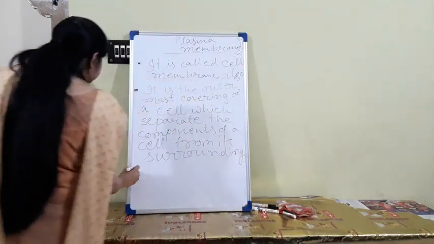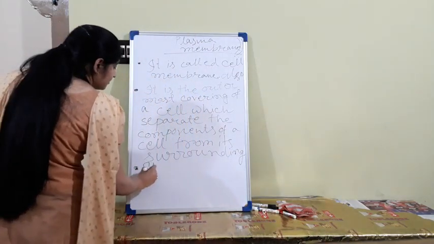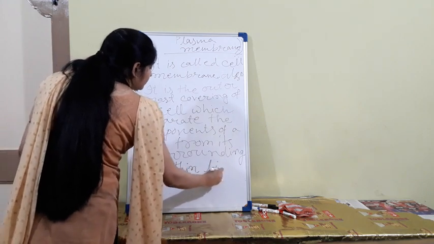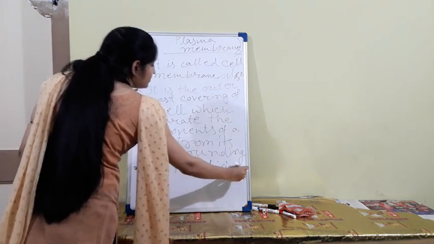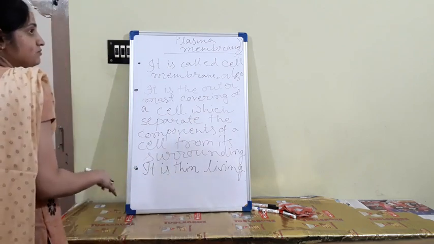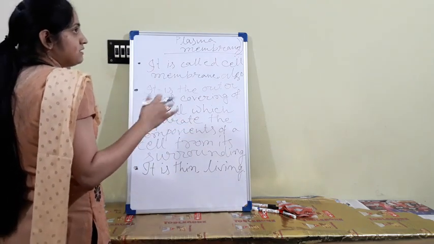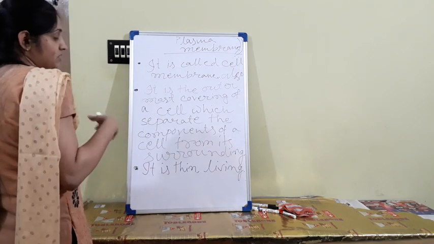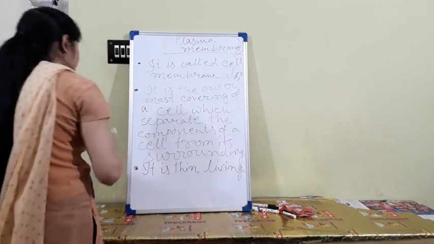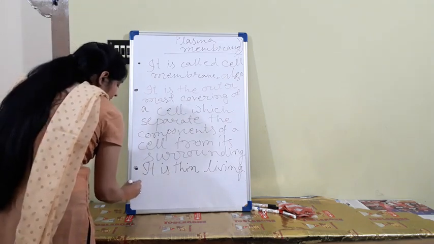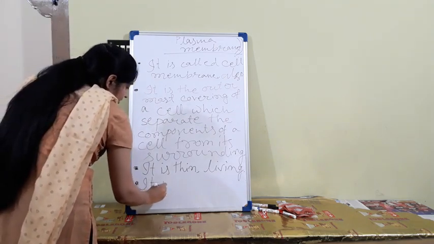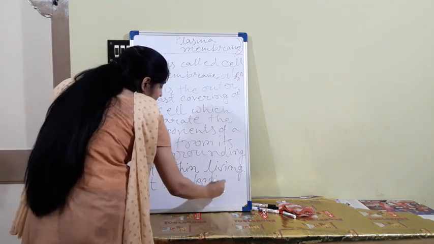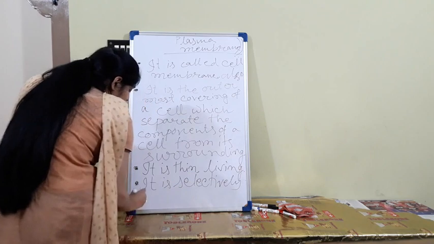Another characteristic: it is thin and living. It is very delicate and very soft. It helps in gaseous exchange. It also helps in the movement of different types of materials inside and outside of the cell. And another characteristic, it is a selectively permeable membrane.